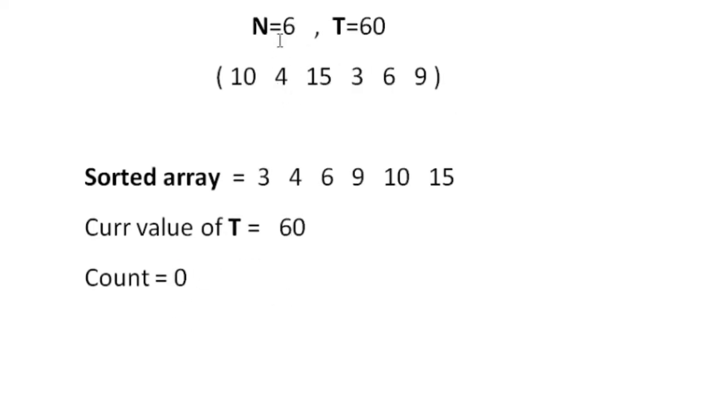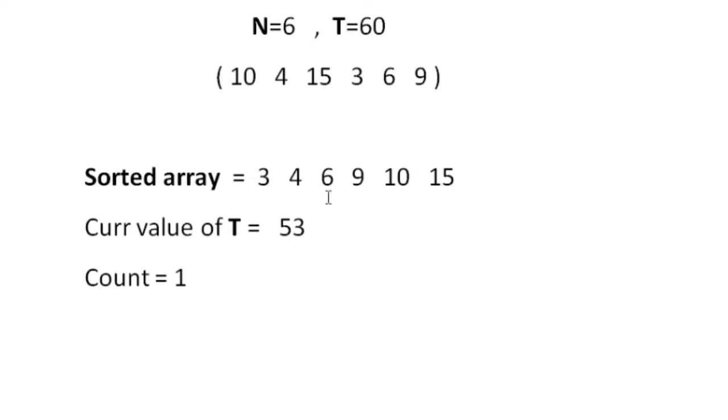Now let us see our sample test case 2. Here the value of n is 6 and the amount he has initially is 60. And these are the prices of n ice creams. So now after sorting, this is how our array would be looking like. Initially the boy has 60 rupees. After buying the first ice cream, he would be having 60 minus 3, 57 rupees left with him. So we are incrementing the count by 1. And now the second ice cream costs 4 rupees and he has 57 rupees. So 57 minus 4 would be 53 rupees.